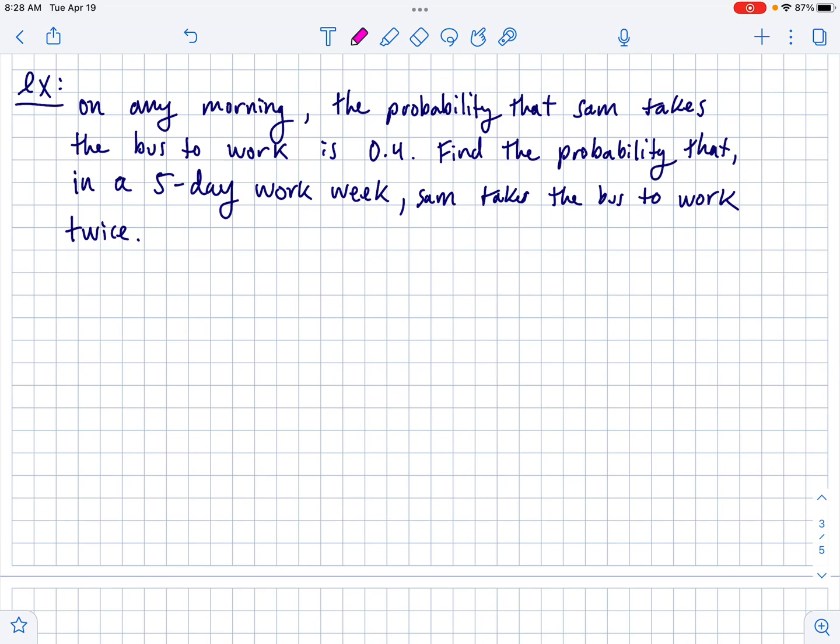Next example. On any morning, the probability that Sam takes the bus to work is 0.4. Find the probability that in a 5-day work week, Sam takes the bus to work exactly twice. So this would be the probability that capital X is equal to 2, which is going to be 5 choose 2, so 2 days out of his 5-day work week. How many different ways can you arrange that? The probability that he takes the bus is 0.4. We want 2 successes. The probability that he doesn't take the bus is 0.6, and there are going to be 3 failures there.